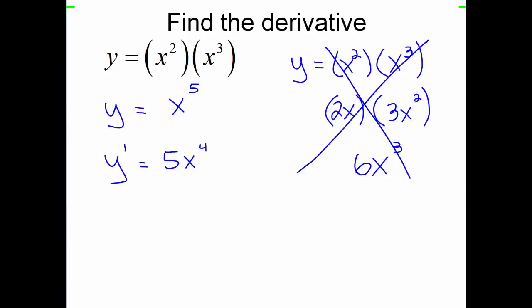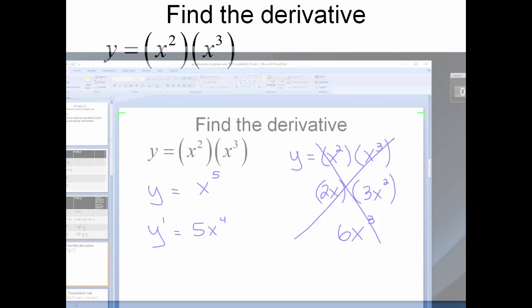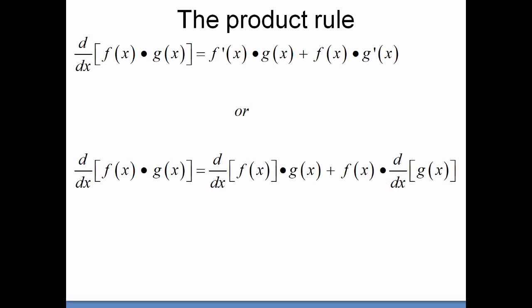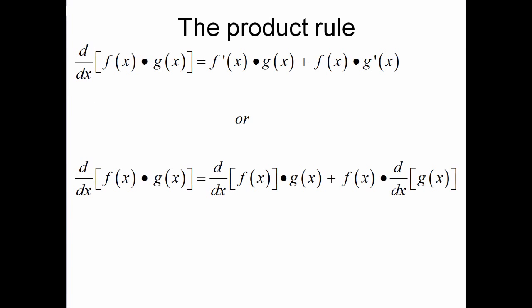Now what we do have in calculus is the product rule. Let me introduce to you the product rule, which says this. If you need to take the derivative of two functions that are being multiplied, this is what this means right here. You take the derivative of the first function, f prime, times the second function, plus the first function times the derivative of the second function, in this case g.